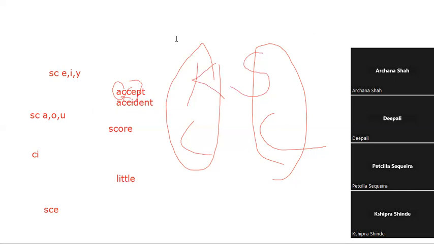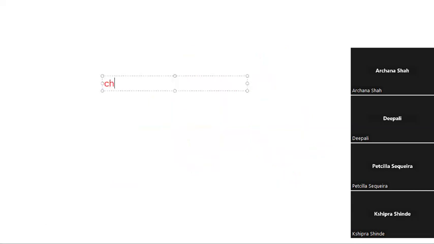Now, why in the word charging? So the word is charge and then you add ing. So why are we dropping this E? We are dropping this E because I is also having the soft G rule. So we can drop E. Okay.